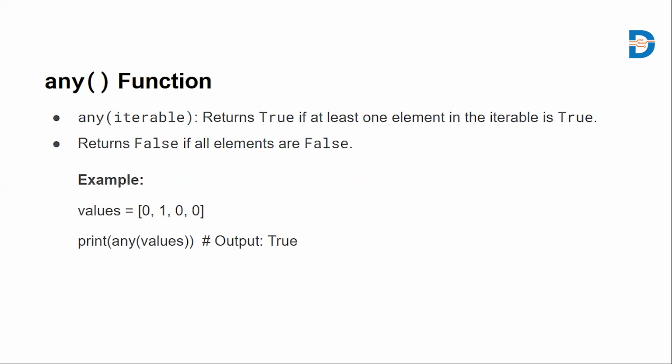For example, consider this list. Values is a variable, and in this particular values, I have taken a list and inserted a few numbers: 0, 1, 0, 0. After that, I have used the print function to print using the any function. If you write this code in this format, you will get the output true. Here, 0 is considered false in Python, whereas 1 is considered true in Python. Since there is at least one true value in the list, the any function returns true.